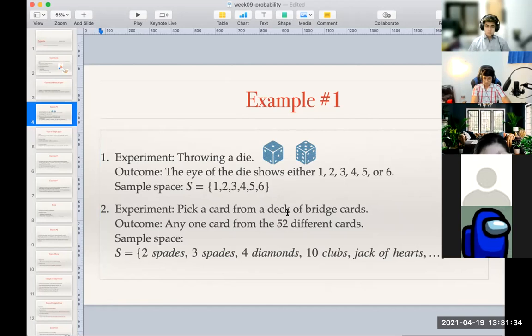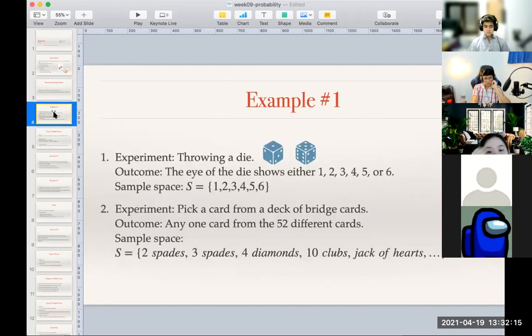Okay, so another experiment: picking a card from a deck of bridge cards. So what are the outcomes? It can be any one of these 52 different cards. Since the 52 cards in a normal bridge deck are already different, for the sample space here, I only give some examples. I don't list out all the possible outcomes. So it can be like 2 of spades, 3 of spades, 4 of diamonds, 10 of clubs, jack of hearts, and the other cards until all 52 cards are listed in this sample space.